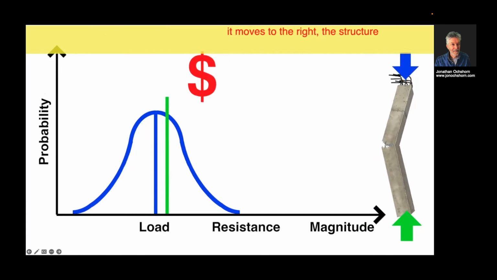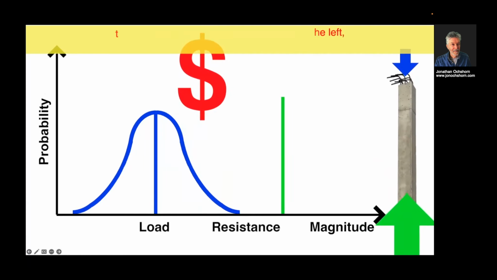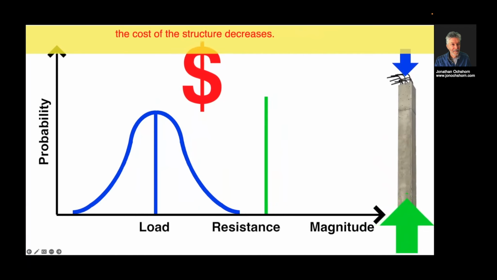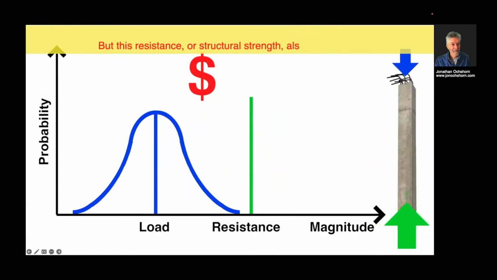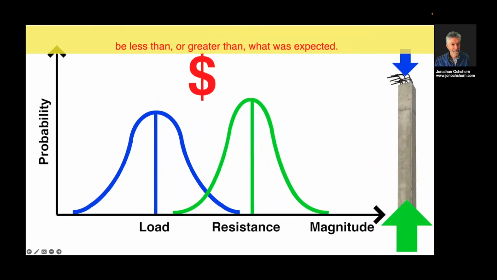As it moves to the right, the structure gets stronger and more expensive. As it moves to the left, the cost of the structure decreases. But this resistance also exists in a probabilistic environment in which the actual structural strength may be less than or greater than what was expected.